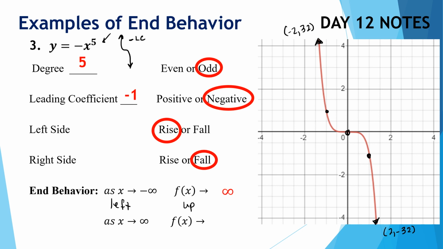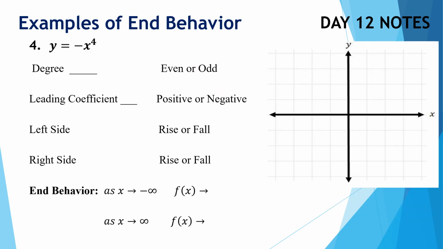f of x approaches infinity. And on the right-hand side of our function, again, looking at the right-hand side of our function, as x approaches infinity, f of x approaches negative infinity. Great job, guys. That one does go down. It approaches negative infinity. All right, we have one more of these to graph on our own.